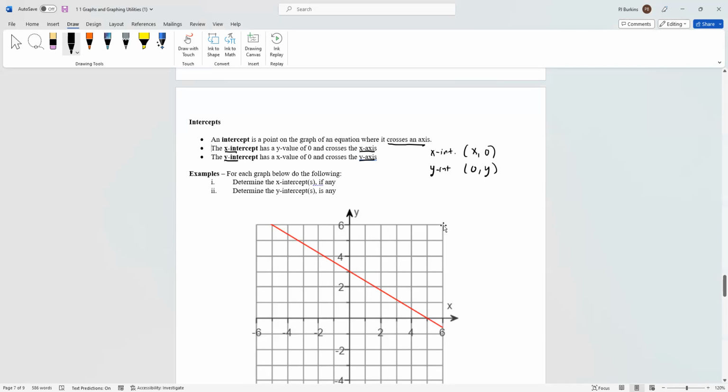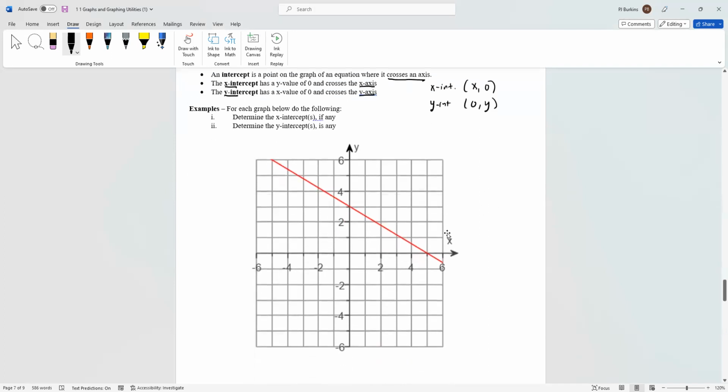So let's look at this first example. Notice this is a line. A line is going to have two intercepts, or potentially just one, right? A vertical or horizontal line can have a single intercept.